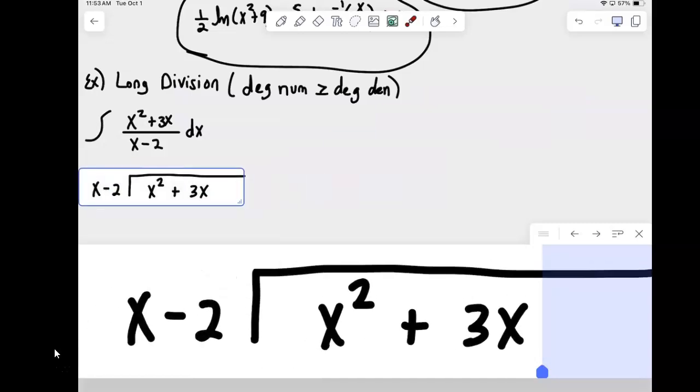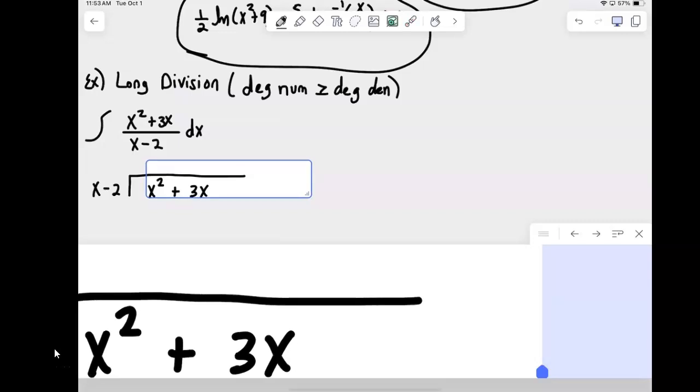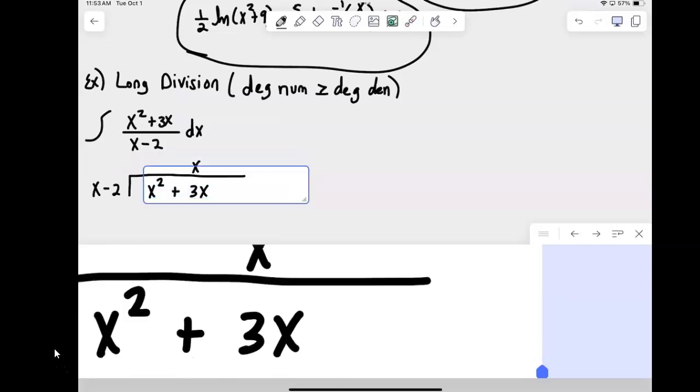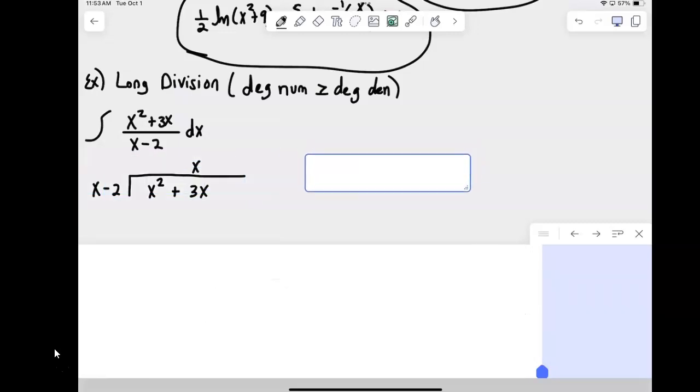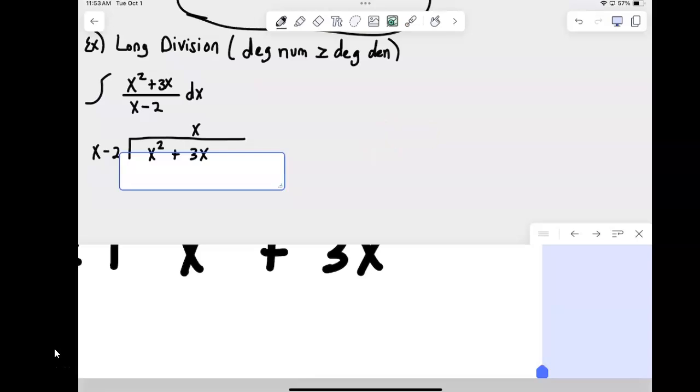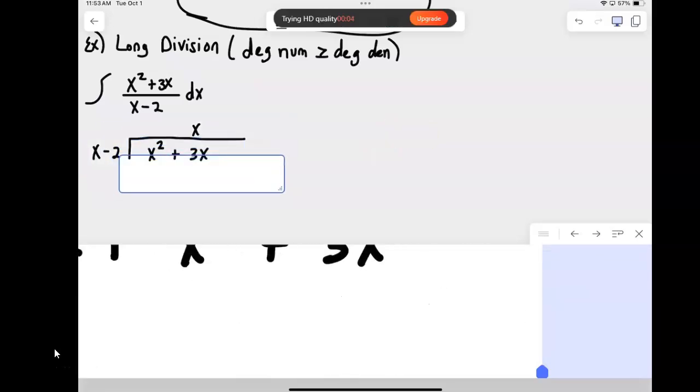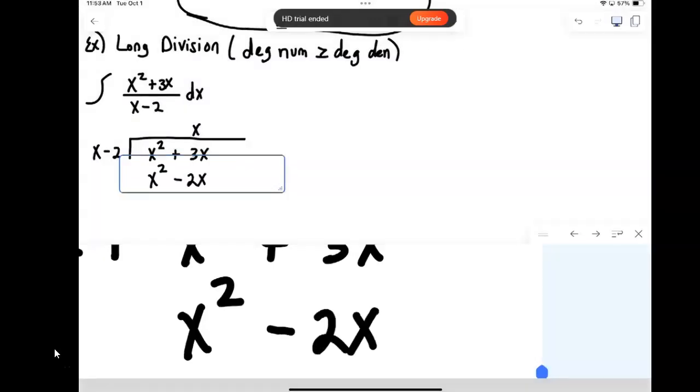So the first thing to do is divide. We ask, what would we have to multiply x by to get x squared? And the answer is, I'd have to multiply x by x. So now we're going to take that x and multiply by the whole x minus 2 term. We take x times x minus 2. So x times x will be x squared. X times minus 2 will be minus 2x. So we've done the multiply step now.